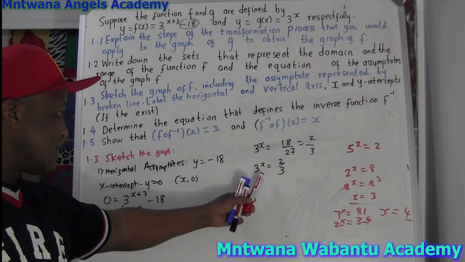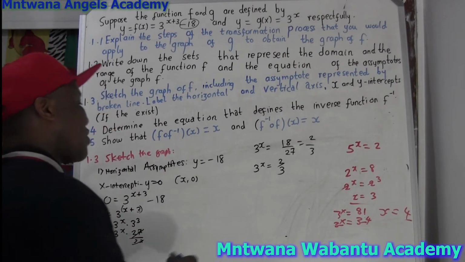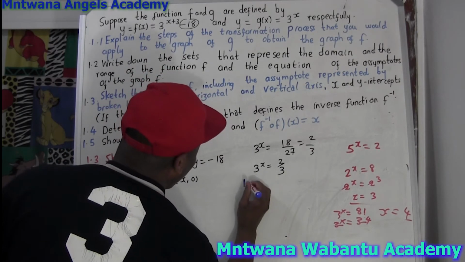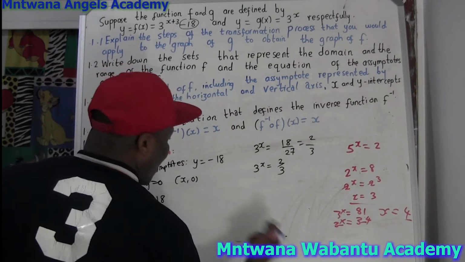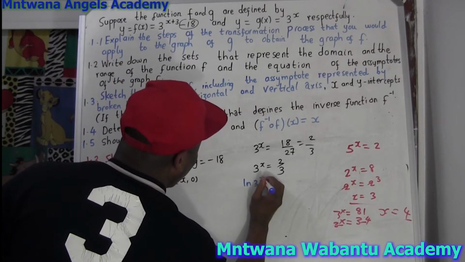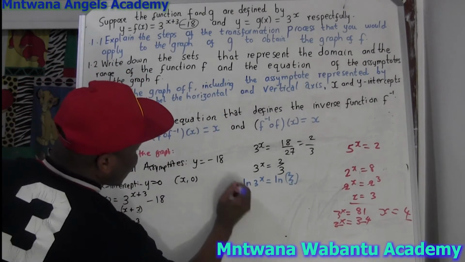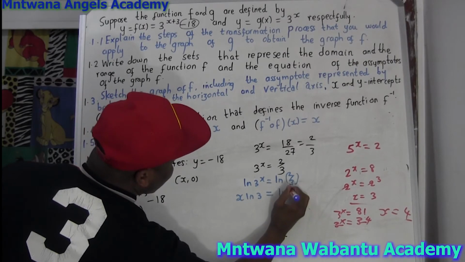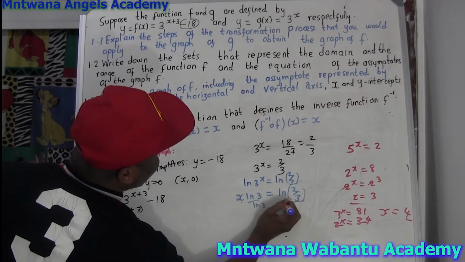So what you do in this case, for you to get x, you must apply logarithm on both sides. That's the only way you can get the value of x. So we're going to apply ln. ln could be easier because you can plug it in the calculator. Log or ln, but I'd rather go for ln. ln of 3 power x on both sides, 2 over 3. And then after that, this x is going to go to the front, so it's going to be x ln of 3 equal to ln of 2 over 3. I want to get the value of x, so divide by ln of 3 on both sides.